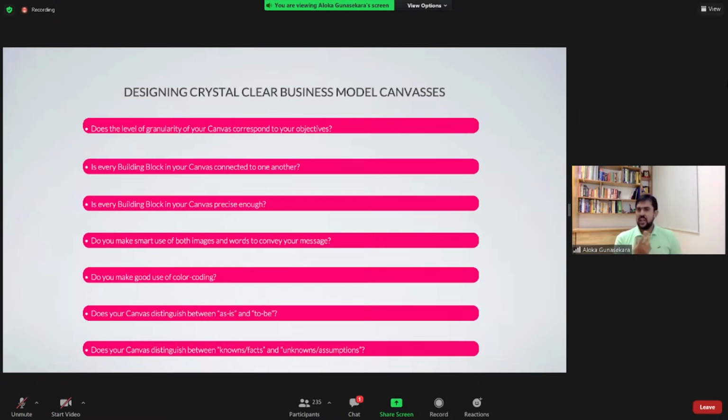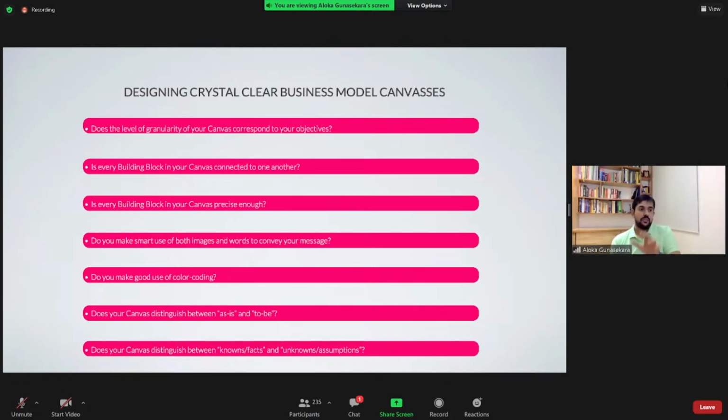And then color coding. Then of course, you also need to identify and distinguish between as-is and to-be, where you are right now and where you're going to be, and so on. Like I said, don't mix the past, the present and the future. Don't mix them.